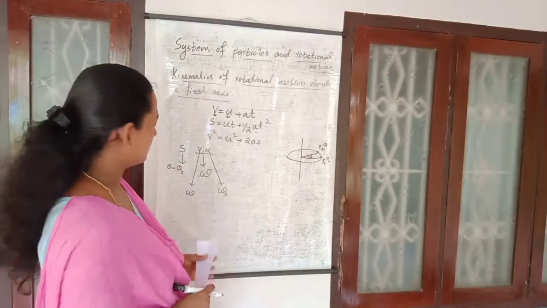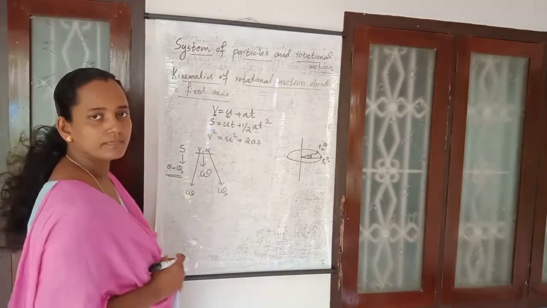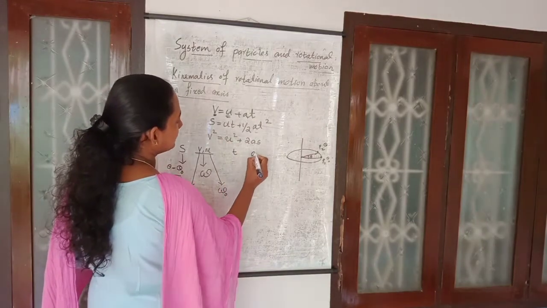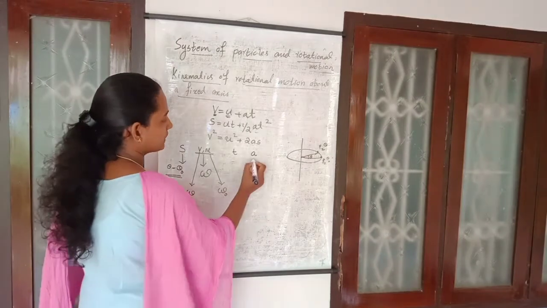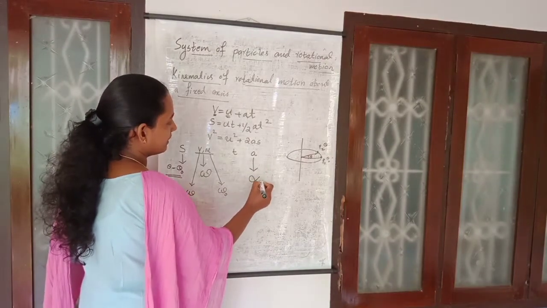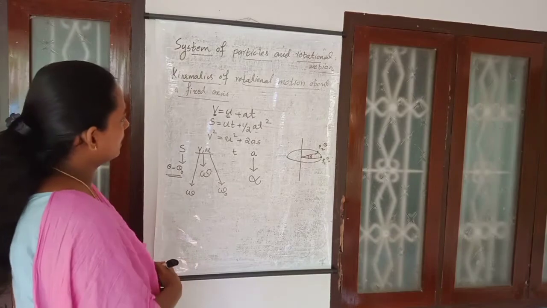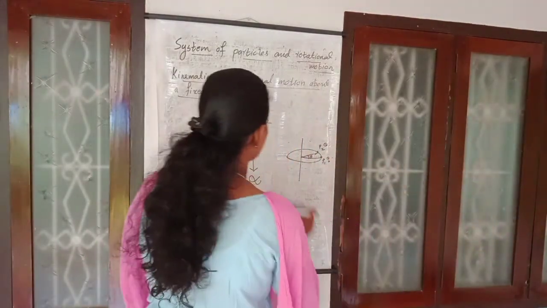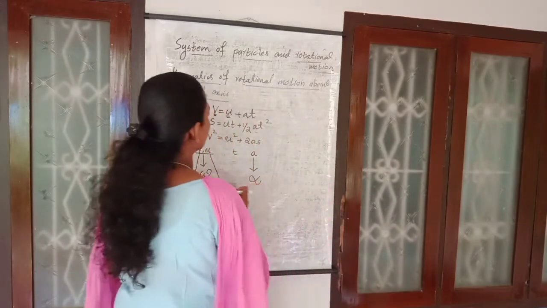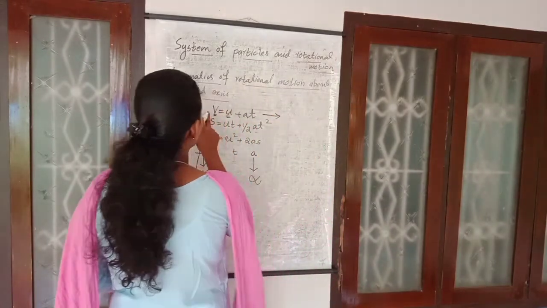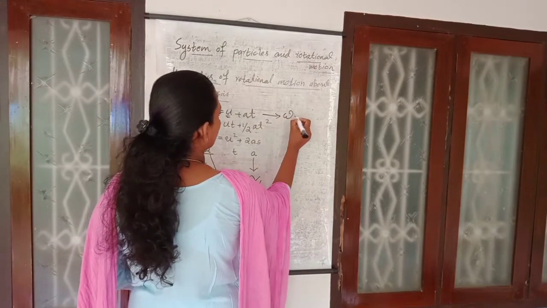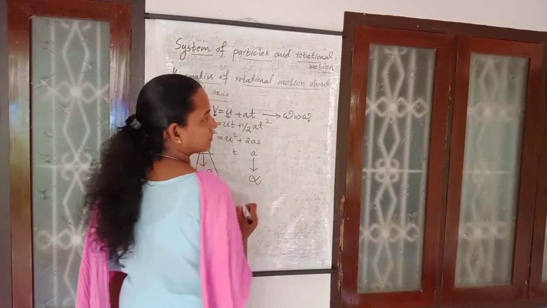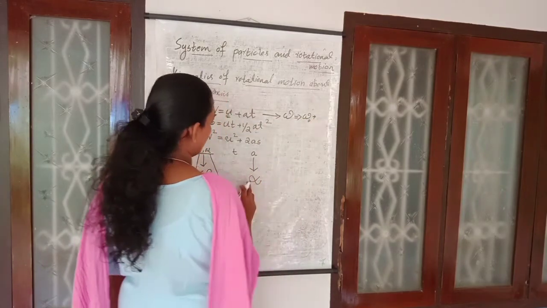Angular displacement d theta, and time t itself, and a means angular acceleration. What is the rotational analog of angular acceleration? That is alpha. So how can you write these formulas in the rotational concept? v means final velocity, that is omega, equal to initial velocity omega 0 plus a, therefore alpha.